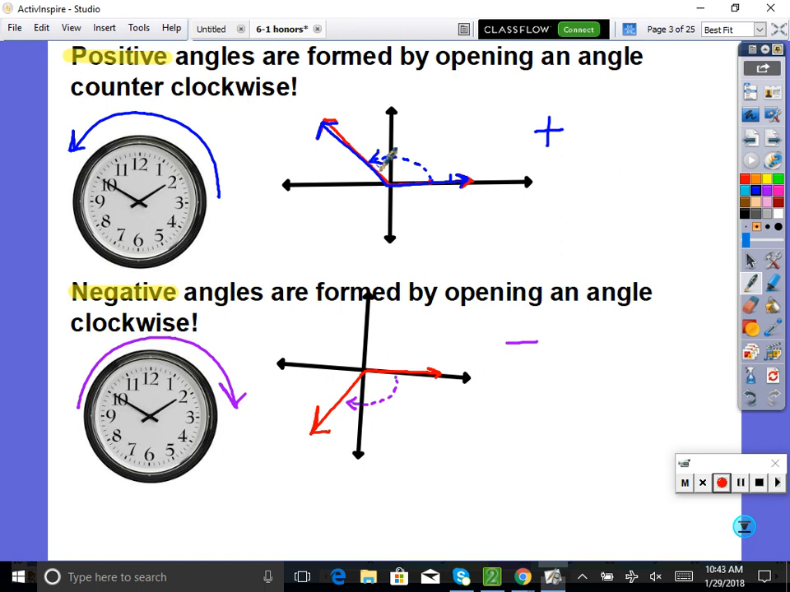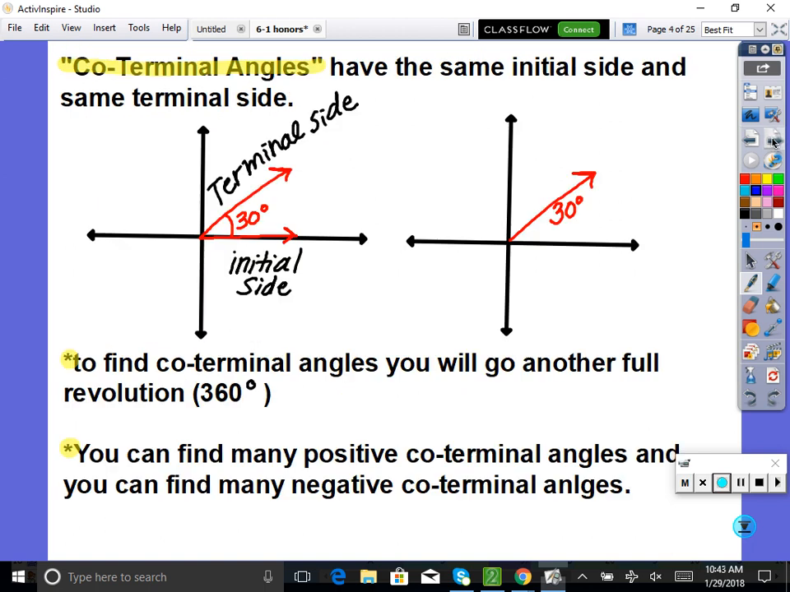A negative angle is going downwards or clockwise. So initial side here, we're then swooping downwards to create this angle. So notice that this is the positive distance, and this is the negative same distance. That would be a positive angle and a negative angle that are the same. Pretty straightforward stuff.